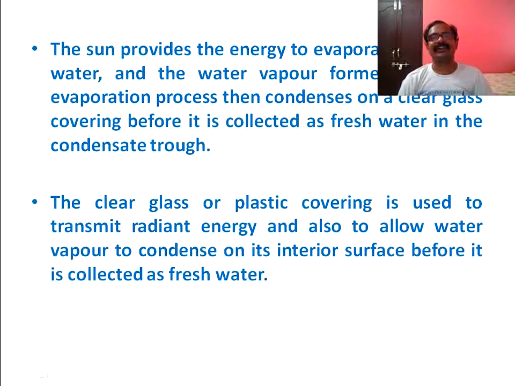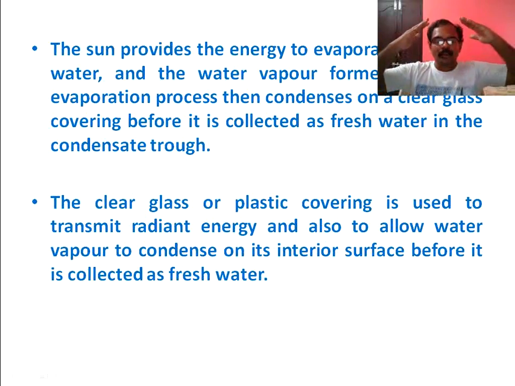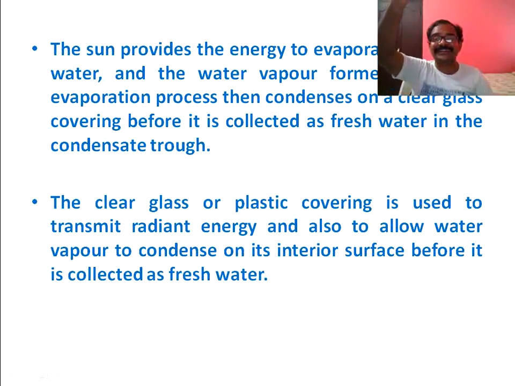So the sun provides the energy to evaporate the saline water, and the water vapor formed from the evaporation process then condenses on a clear glass covering before it gets collected as fresh water in the condensate trough. The clear glass or plastic covering placed at the top of this concrete basin is used to transmit the solar radiation, and also allows the water vapor to condense on its interior surface before it is collected as fresh water in the condensate troughs. It is about the fifth application.